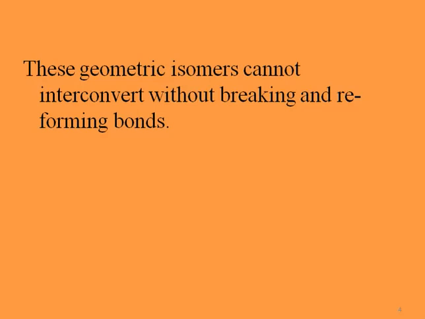It has to go through a process of breaking and reforming some bonds. So these geometric isomers cannot convert without breaking and reforming bonds. We need to decompose those bonds and reform new bonds to have a new isomer, from cis to trans, for example, or from trans to cis.